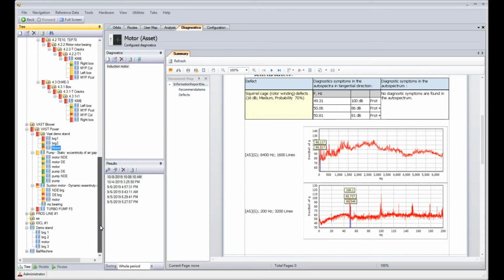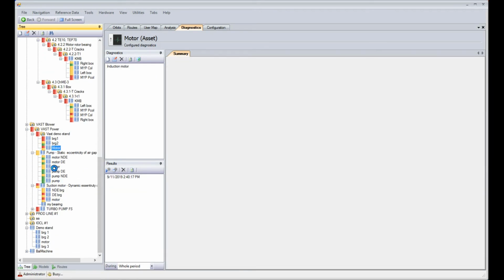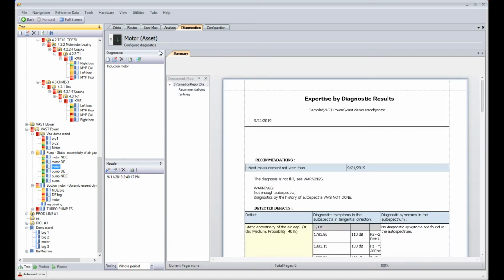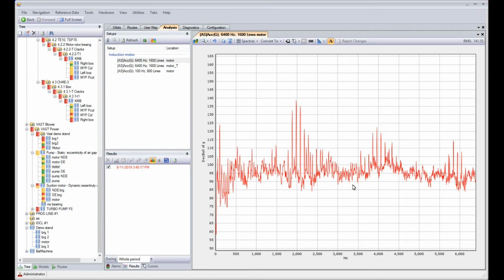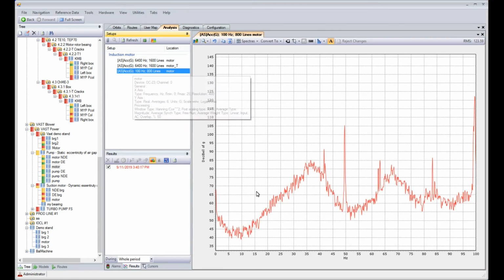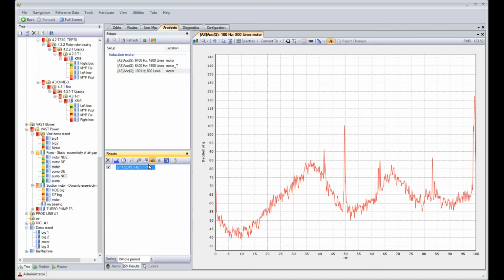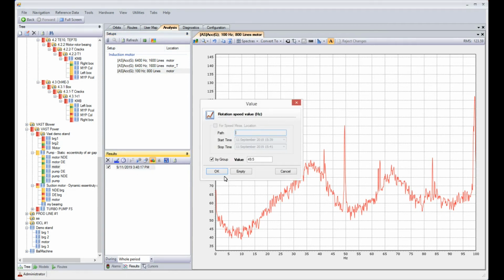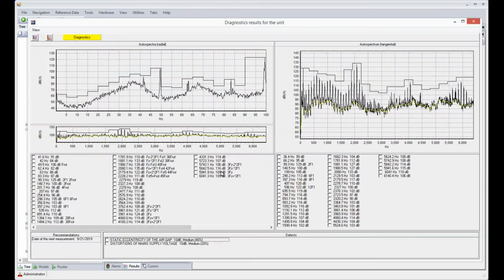Take another motor. This is also an induction motor, and we can go for the analysis. We see a picture like this in the spectrum in radial direction, tangential direction, and low frequency. In the low frequency, you see that this is the rotation speed, and it is just a single line without any sideband, so we can immediately say that the squirrel cage is okay. But we can make diagnostics of the other parts of the motor. We enter the rotation speed, and this is the diagnostics.